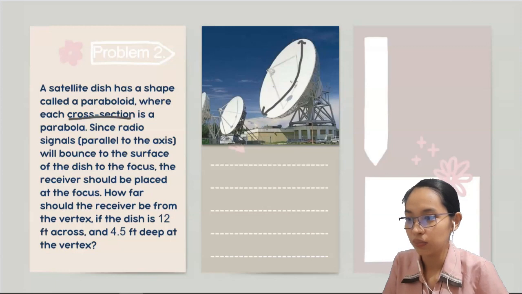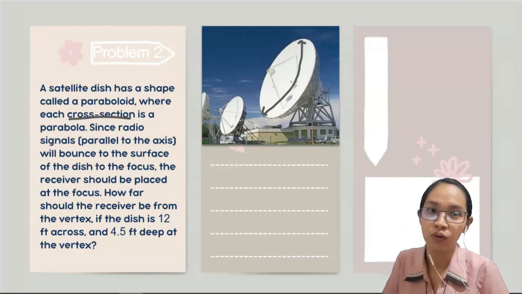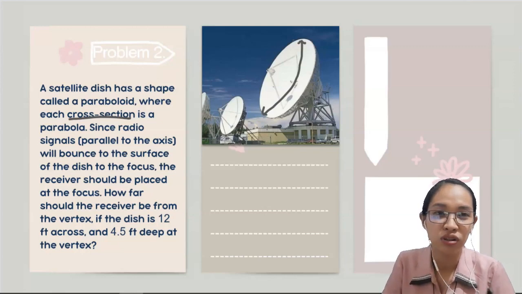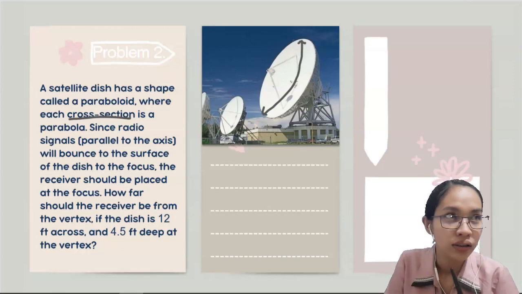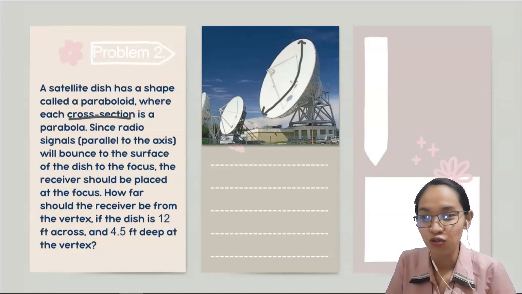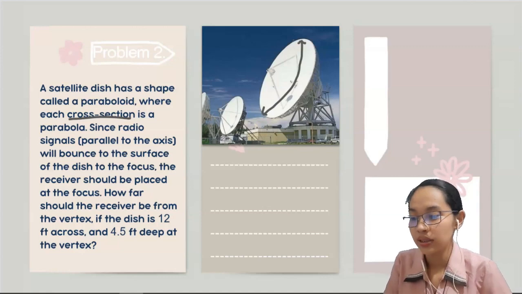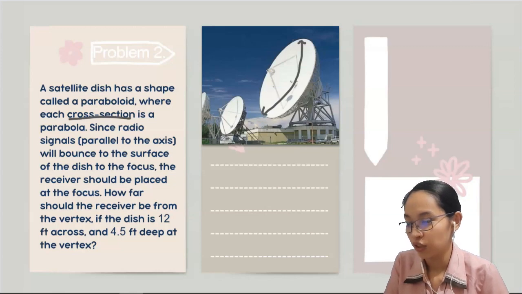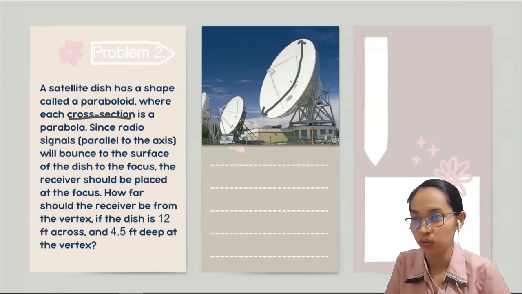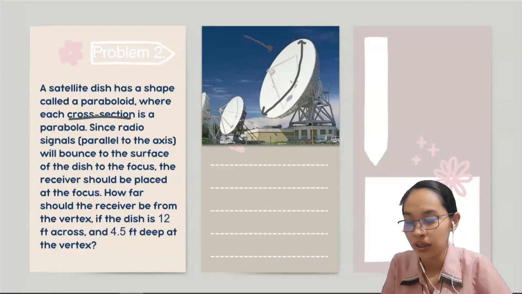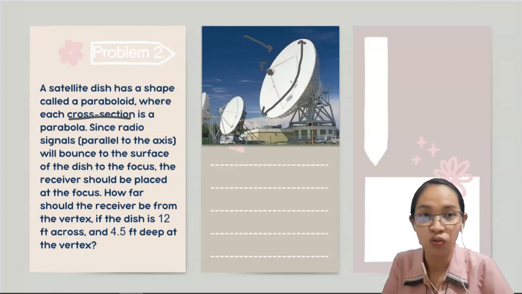Since radio signals are parallel to the axis, for example, kung nakikita niyo yung mga cable dish ng, for example, SkyDirect or GSAT and so on and so forth. So, parang ganito yung itsura niya. Since the radio signals, or for example, sa TV, airwaves, will bounce to the surface, to the dish, to the focus. So, for example, pag nare-receive niya yung mga radio waves or air waves, it will bounce back to a certain point, which we call here as, of course, we have the focus.